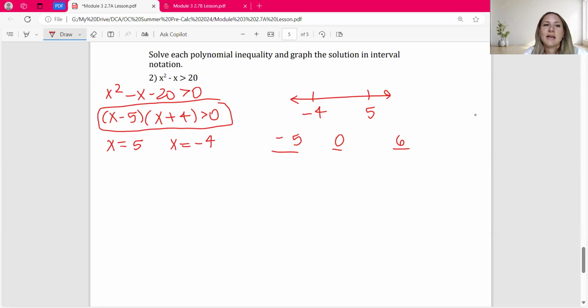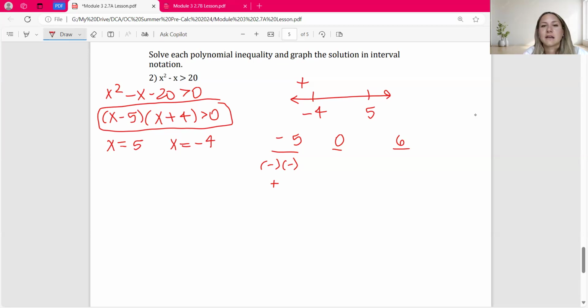Okay, so if I put in -5, so -5 minus 5, that'll give me a negative. -5 plus 4, that'll give me a negative. Negative times a negative is going to give me a positive answer, which is good because I want to know where it's greater than 0. Positive answers are greater than 0.